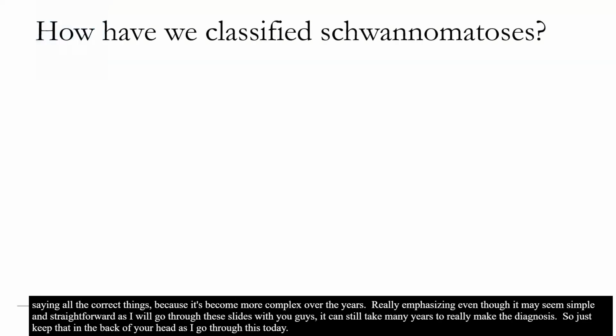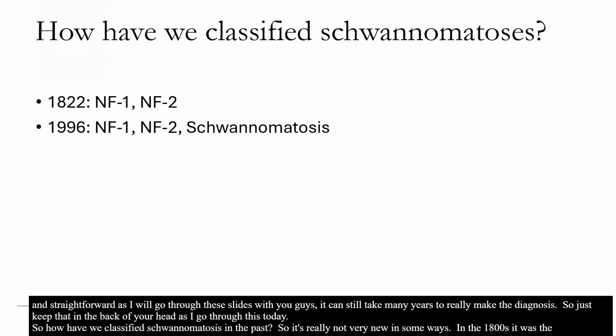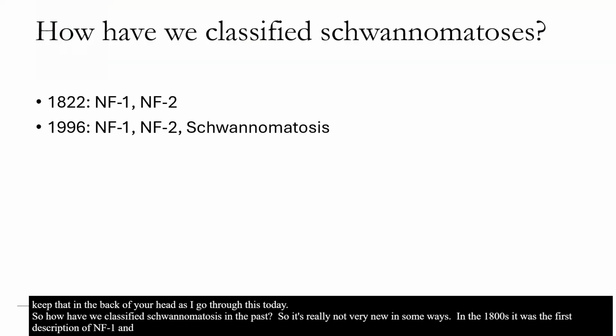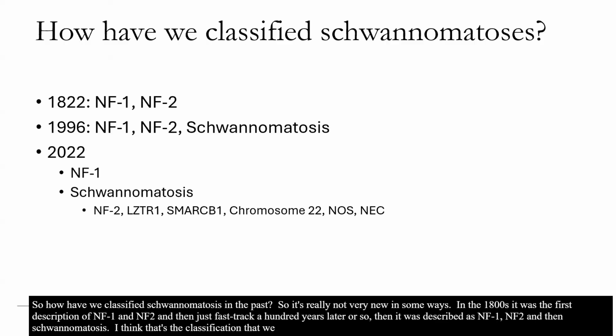So how have we classified schwannomatoses in the past? It's really not very new in some ways. In the 1800s, it was the first description of NF1 and NF2. Then fast track a couple of hundred years later or so, we had NF1, NF2, and then schwannomatosis, which I think is the classification we may all be familiar with in the past. And then most recently, as we all know, we have NF1 and then schwannomatosis.